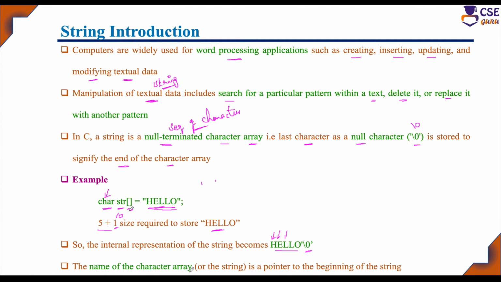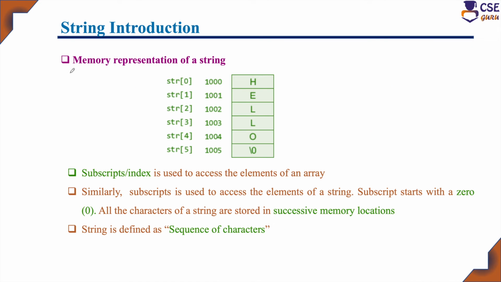The name of the character array or string is nothing but a pointer to the beginning of the string. What is the beginning of the string? A pointer will be created here. So this is nothing but the string. And the memory representation of a string: here the string name is str and the length of the string is 5, plus 1 required to store the null character.